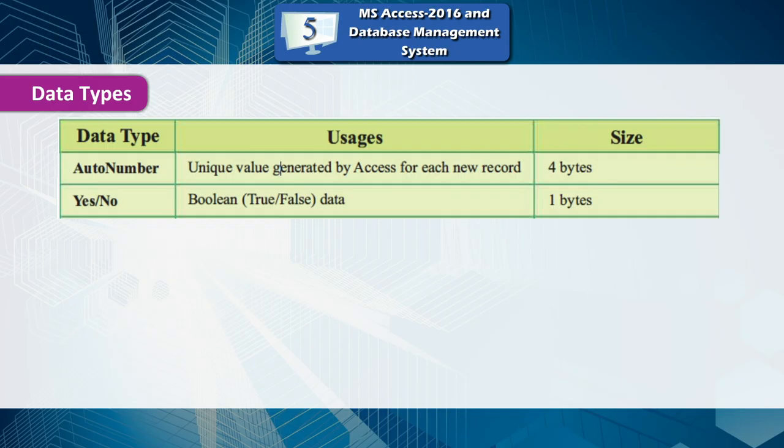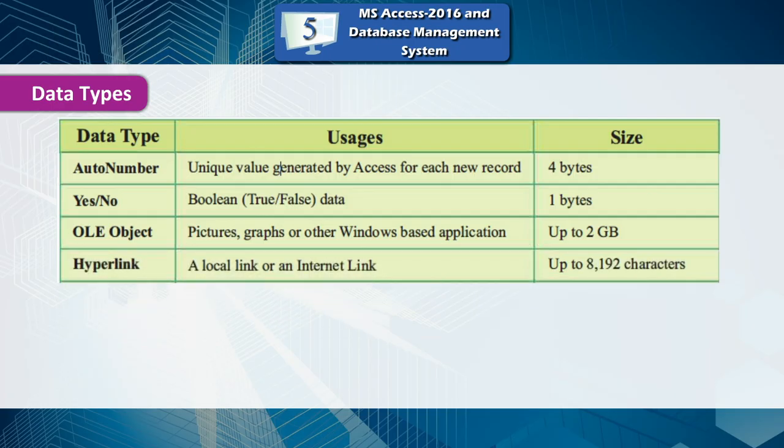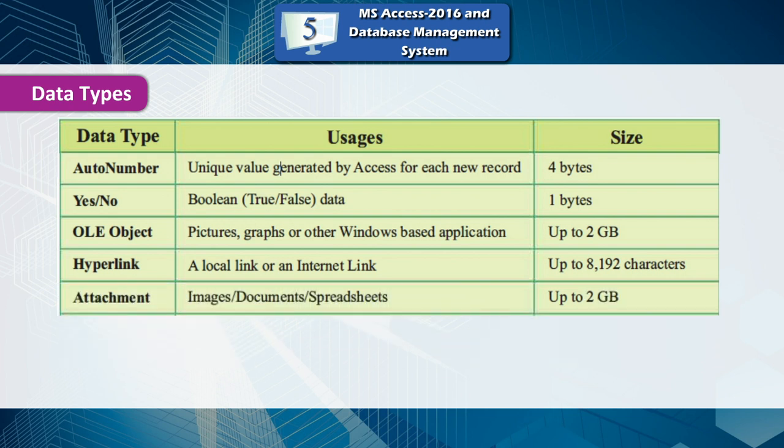Yes/No: Boolean, true or false data, 1 byte. OLE Object: pictures, graphs or other Windows-based application objects, up to 2 GB. Hyperlink: a local link or an internet link, up to 8,192 characters. Attachment: images, documents, spreadsheets.